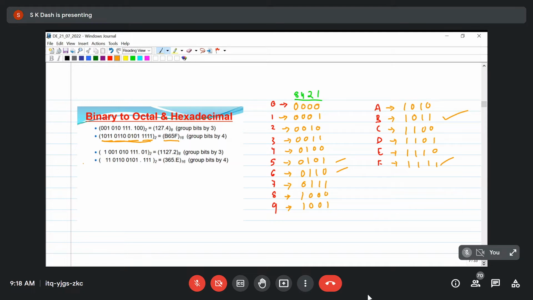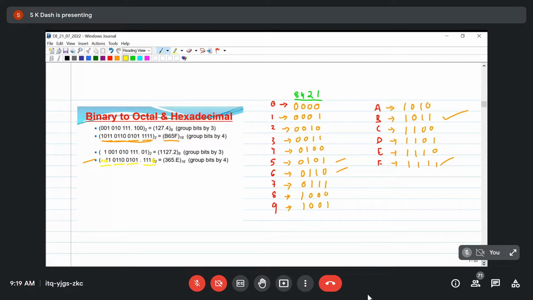Same thing, another example is mentioned here. So first of all, again, same thing to do. We'll make a group of 4. We'll start from here, make a group of 4, make a group of 4. Now only 2 are remaining, so we'll add 2 zeros here. Similarly to the right-hand side of the point, 111, so again 3 bits are there, so we'll add another 0.